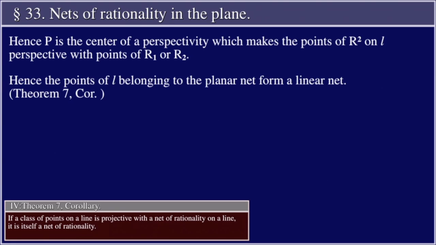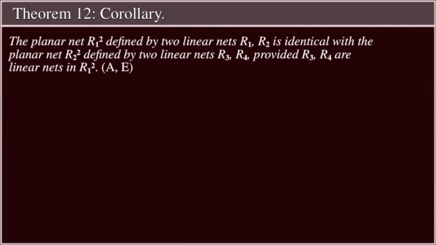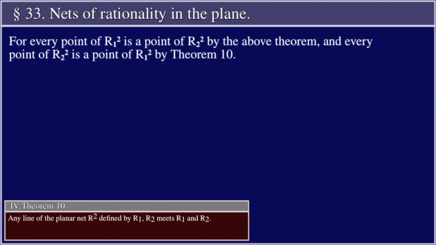Theorem 7, Corollary. The planar net R1 squared, defined by two linear nets R1, R2, is identical with the planar net R2 squared, defined by two linear nets R3, R4, provided R3, R4 are linear nets in R1 squared. Assumptions A and E. For every point of R1 squared is a point of R2 squared by the above theorem, and every point of R2 squared is a point of R1 squared by theorem 10.